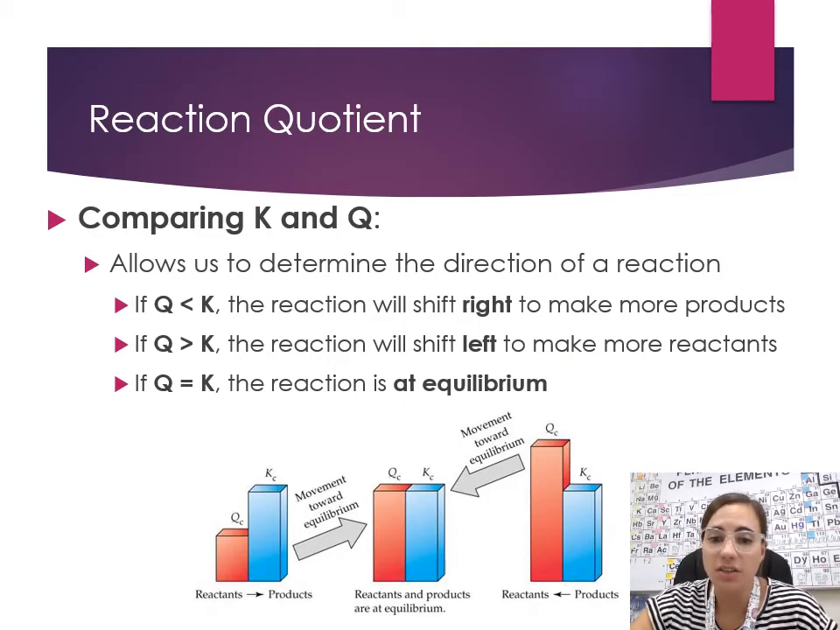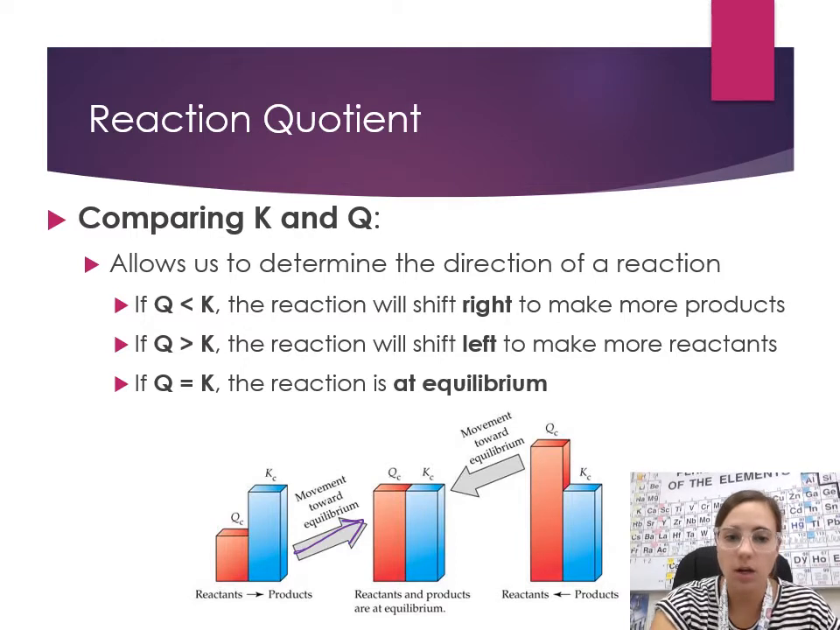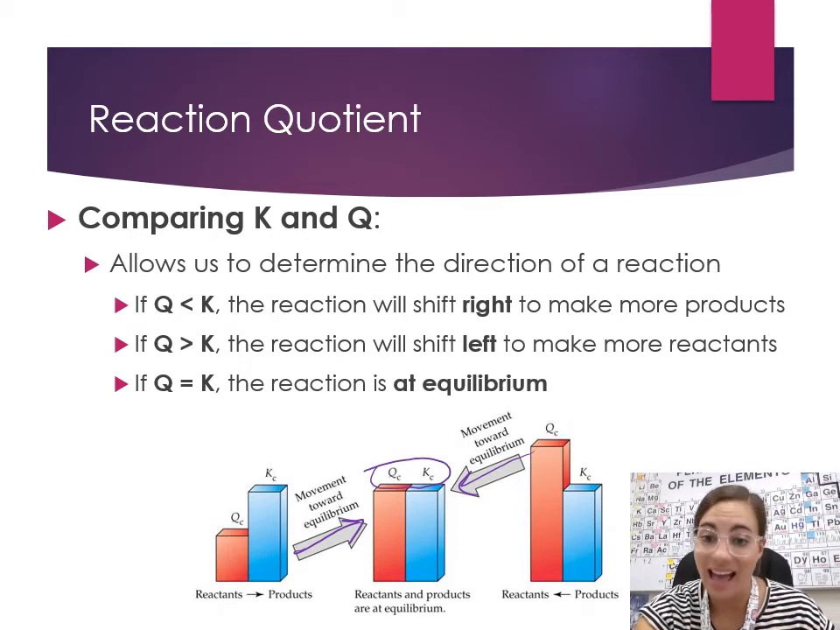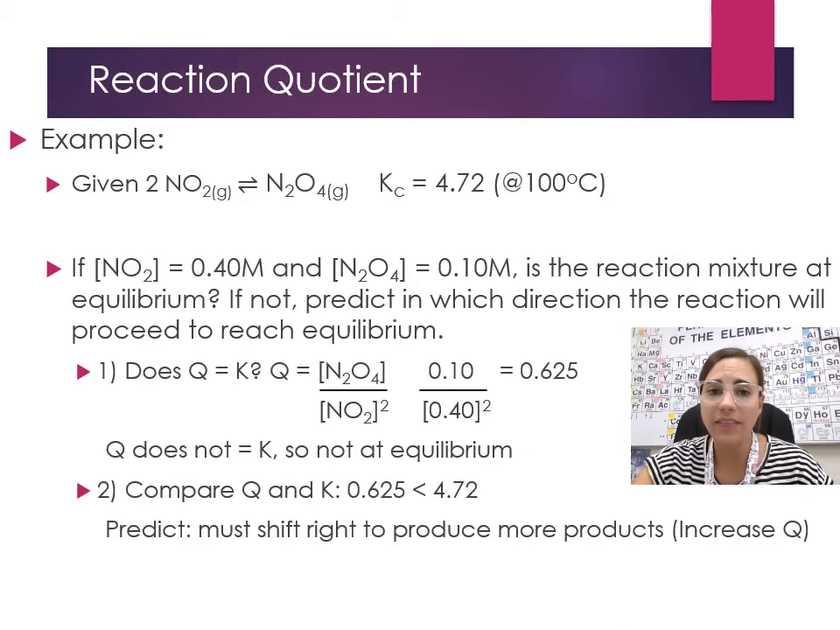This is just another slide that summarizes that. If Q is less than K, I have to shift right in order to reach equilibrium. If Q is greater than K, I have to shift left in order to reach equilibrium. If Q equals K, then I am at equilibrium. So let's look at this example.